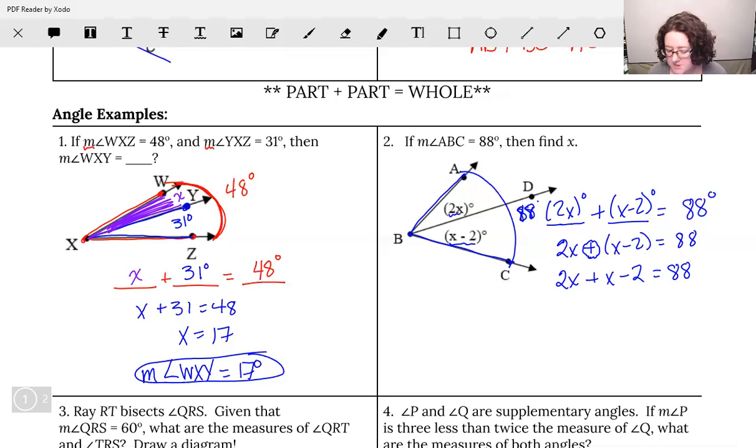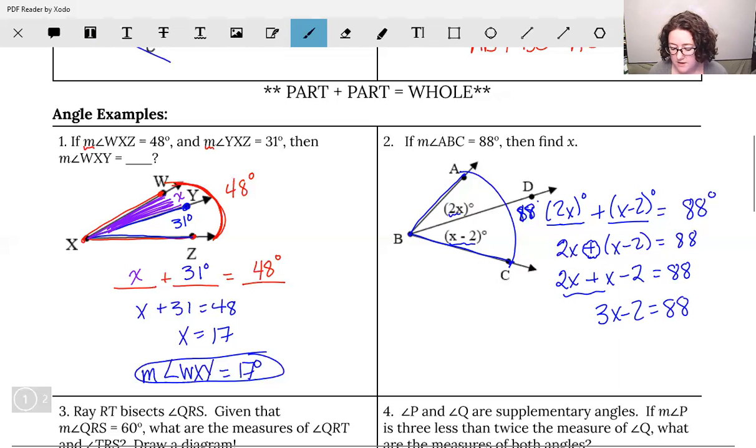So to solve this out, I need to combine like terms. So 2x plus x will give me 3x. Then to get the x by itself, what do I need to move first? Okay, always do your addition, subtraction, moving first. So I'm going to add a 2 to both sides, so 3x equals 90. And then to solve for x, divide both sides by 3. 90 divided by 3 will give me 30. So my answer for x is 30.